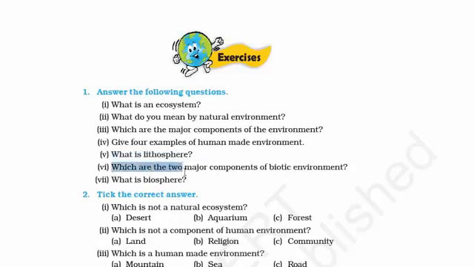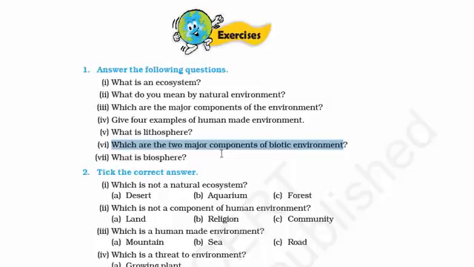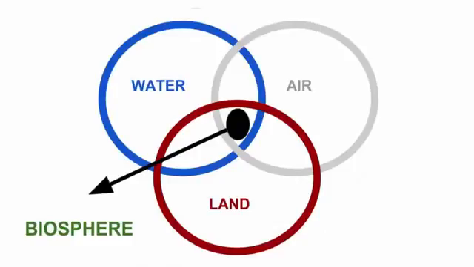Sixth question, which are the 2 major components of biotic environment? Let me tell you what is biotic environment. Biotic environment is nothing but where all the living organisms exist, including human. So the 2 components are human-made resources as well as natural-made resources. Seventh question, what is biosphere? Again, very important question. Biosphere is that point where air, water and land interacts with each other.